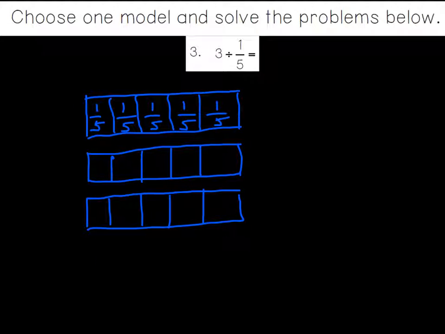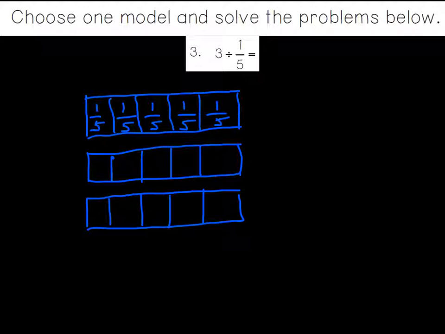Our next example, using the model again, we're going to divide 3 by 1/5. So I have 3, 1, 2, and 3, and I'm going to divide it by fifths. So I split each section into 5 groups, 1, 2, 3, 4, 5. They all equal a fifth each, all of these. And I'm going to put them in groups of 1/5.